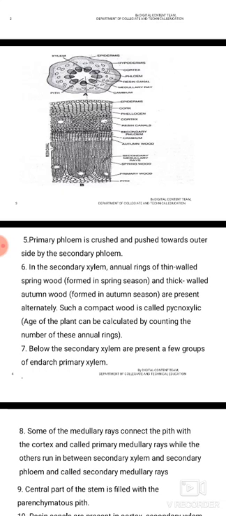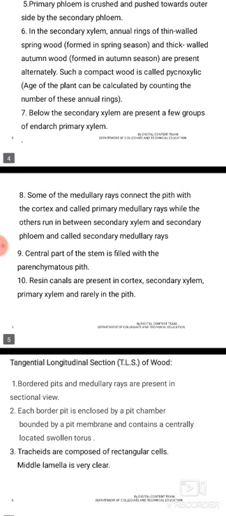Below the secondary xylem are present a group of entire primary xylem. Some of the medullary rays connect the pith with the cortex and are called primary medullary rays, while the others run in between secondary xylem and secondary phloem and are called secondary medullary rays. The central part of the stem is filled with parenchymatous pith. Resin canals are also present in cortex, secondary xylem, primary xylem, and rarely in pith.